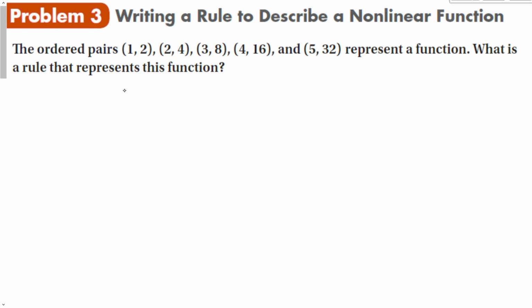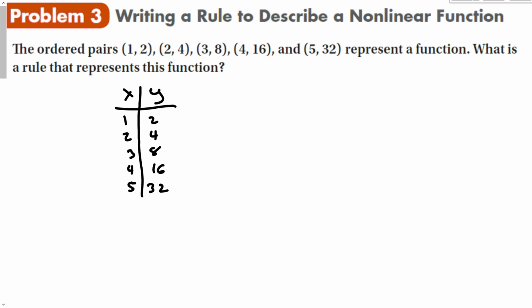Okay, well, if you want to, you can think of this with a table if that helps you. So 1 gives you 2, 2, 4, 3, 8, 4, 16, and 5, 32. And I've got to figure out a rule that works for not one of them, but all of them. So let's try the simplest one. That y, if I'm starting with x, how about that? Well, okay. Works for the first one, right? If I plug in x, I add 1 to it, I get 2. But if I plug in 2, add 1 to it, I get 3, not 4. So, no good.